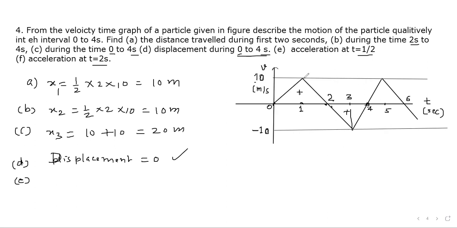From here to here, from 0 to 1 second, acceleration will be constant. So acceleration will be equal to velocity divided by time. Velocity is 10 divided by time 1, that is 10 meters per second squared. Now, acceleration at 2 seconds. So here, 2 is lying on this downward slope. So acceleration in this case will be negative, but the value will remain the same. So a will be equal to minus 10 by 1, that is minus 10 meters per second squared.